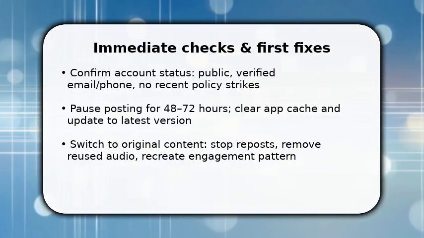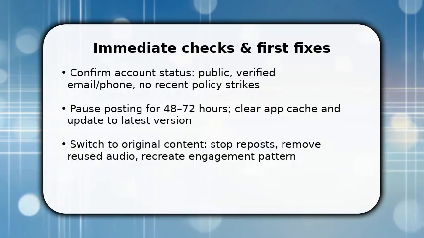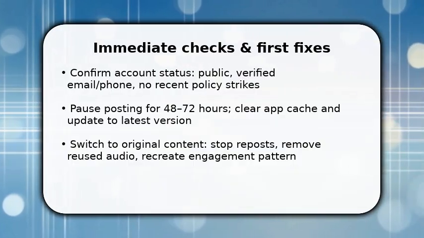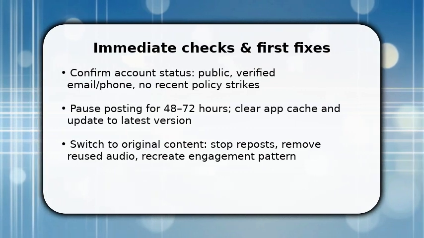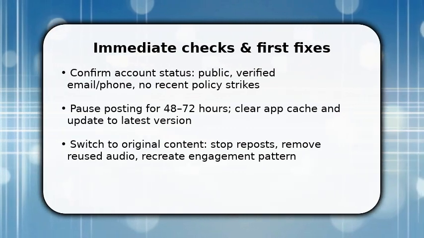Next, remove any recycled clips or reused music that could trigger automated downranking. You do this to reset behavior signals and avoid repeating the same patterns that led to reduced distribution.